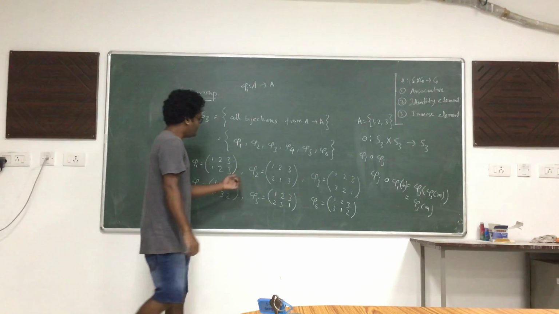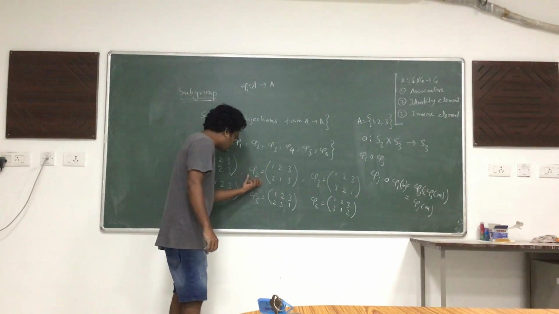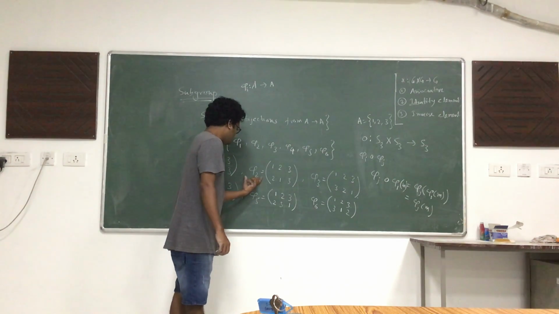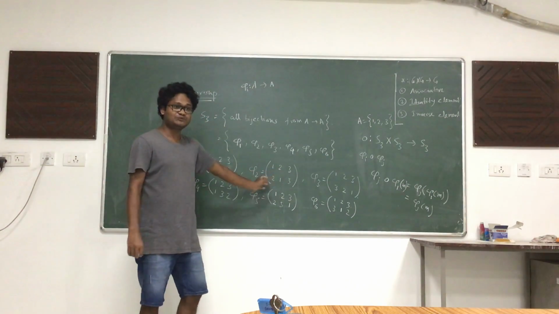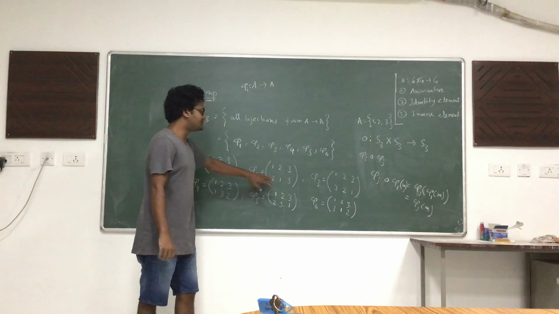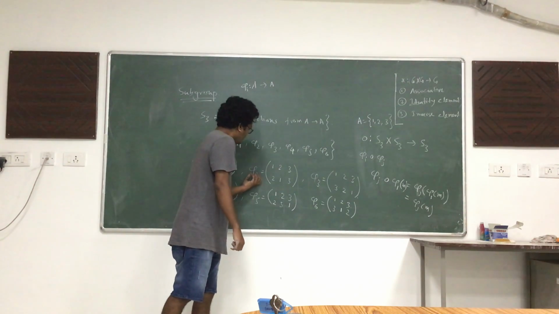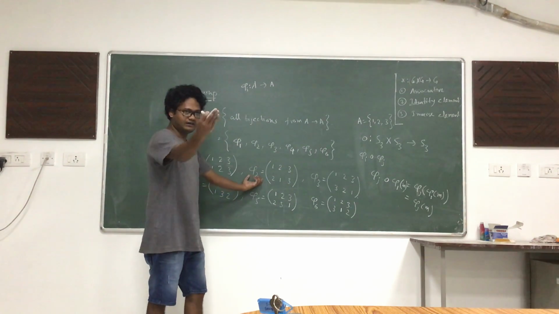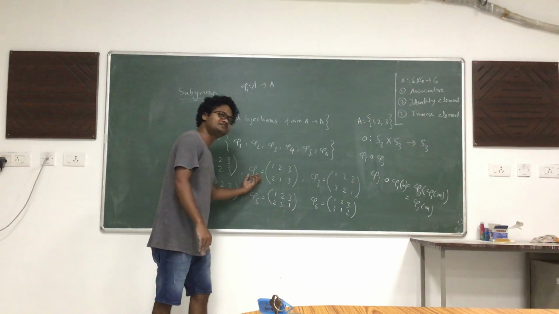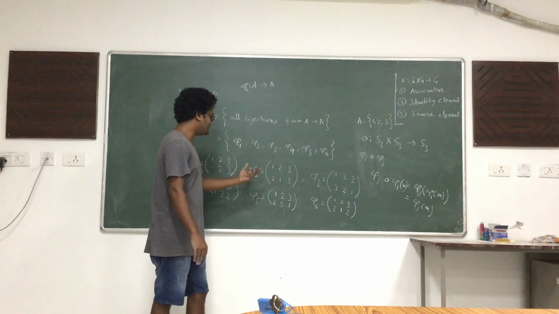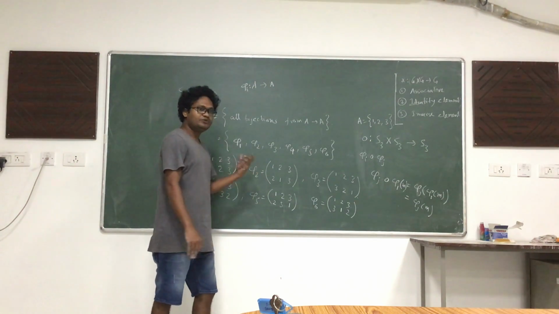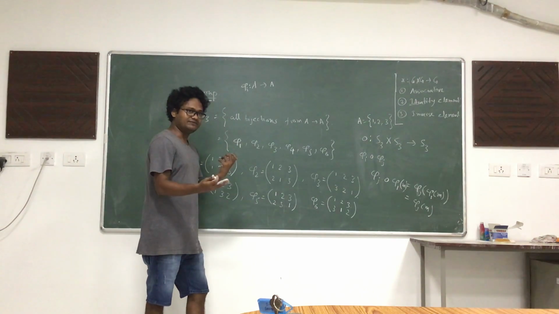Now, we did not explicitly say which is the inverse of what. Let us say the question you asked, what is the inverse of phi 2? I can give you the answer. Phi 2 inverse is phi 2 itself.